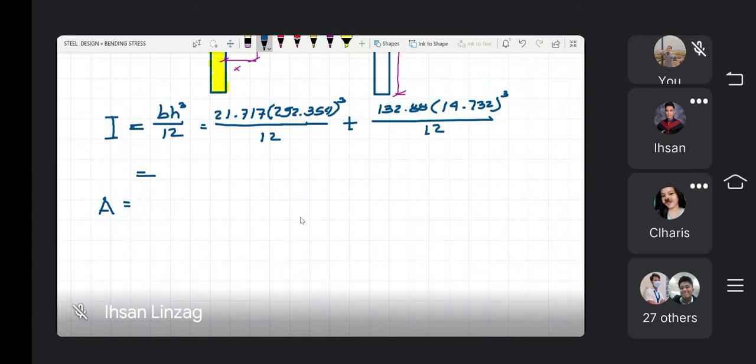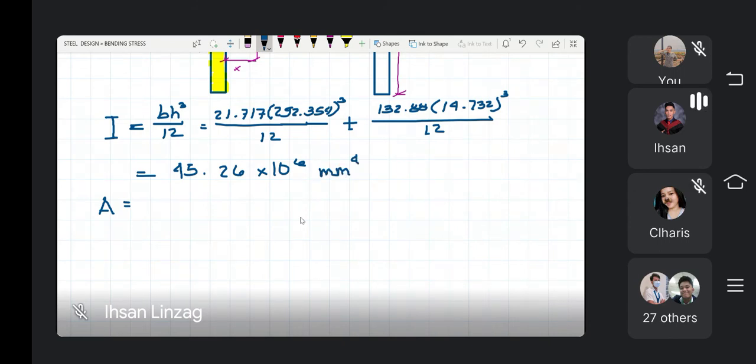45,256.98, sir. Hindi ba pa ng 1,000 para times 10 raised to 6 na natin? 45,256.98 times 10 raised to 6. Ganyan, pwede yan. Yes, sir. So this is mm raised to 4.